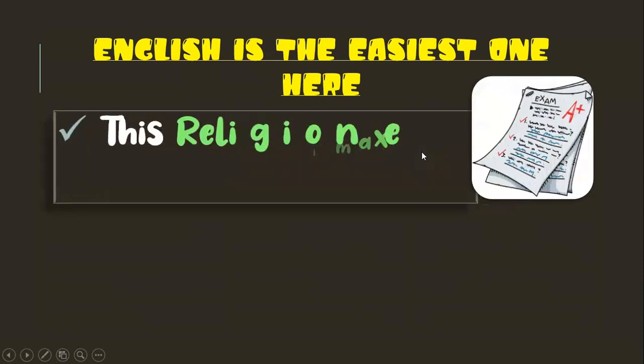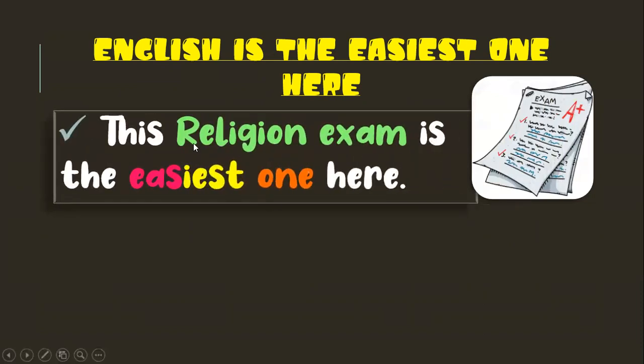Let's see this sentence. This religion exam is the easiest one here. So it's the easiest because math, science, social studies, and so on are difficult for me. So this religion exam is the easiest one here.